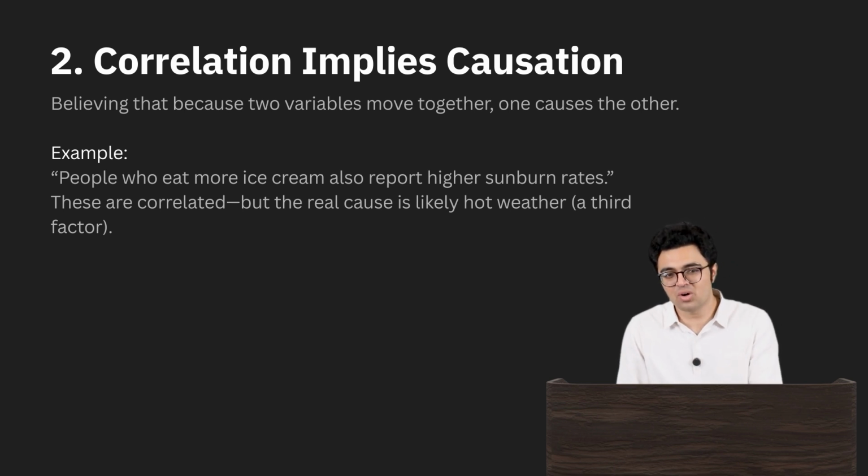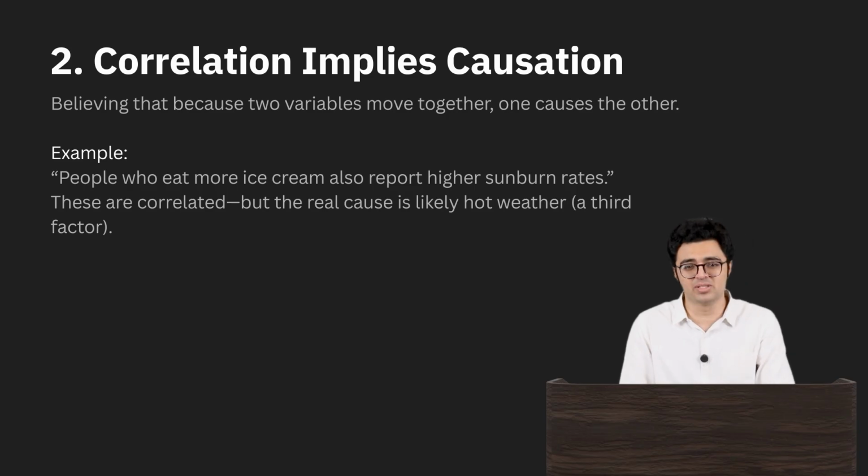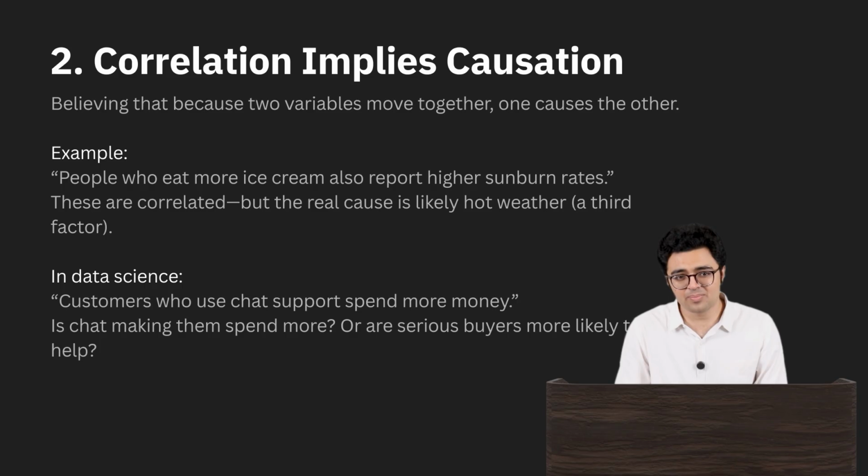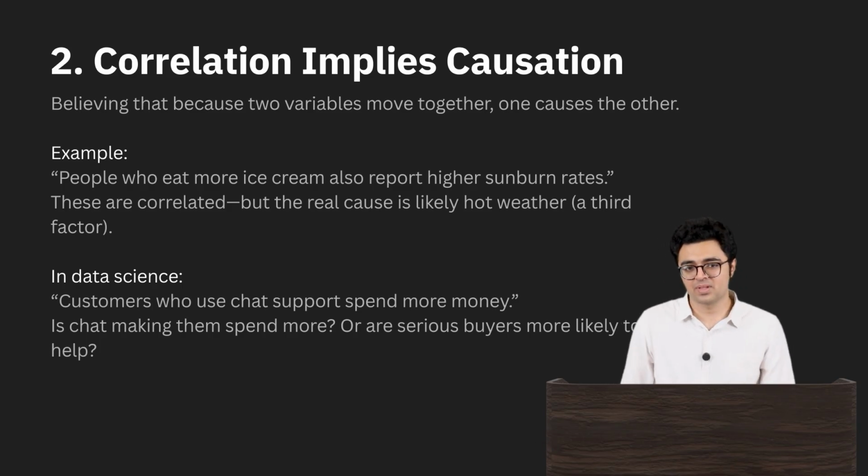Therefore, we must look out for things which are affecting the movement of variables without jumping to conclusions at the first instance. In data science, this may look something like customers who use chat support spend more money. But is the chat support making them spend more? Or are serious buyers more likely to need help? These are important questions to ask because the natural conclusion that we jump to with the first observation often misleads us, often misguides us, and ends up in faulty strategy that costs us money. So, do not make that mistake even if your gut instinct tells you to go to that conclusion immediately.